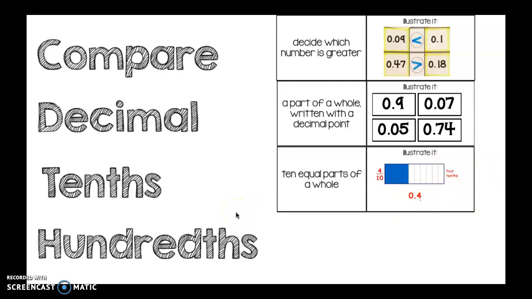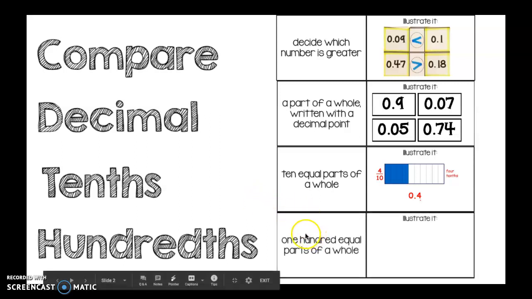Tenths. Finally, we have hundredths. 100 equal parts of a whole. We have our illustration written as a decimal, as a fraction, and word form. Hundredths.